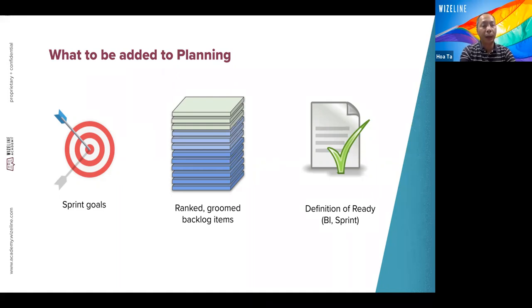I saw some teams in my previous organization when I worked with them. Some teams don't care much about the definition of ready, but actually the definition of ready is very important to do the sprint planning. So why is it important and what is in there? The definition of ready defines when the user story is ready to be put into a sprint. And also the definition of ready for the sprint is when the sprint is ready to be kicked off and start. So let me show you an example of that.